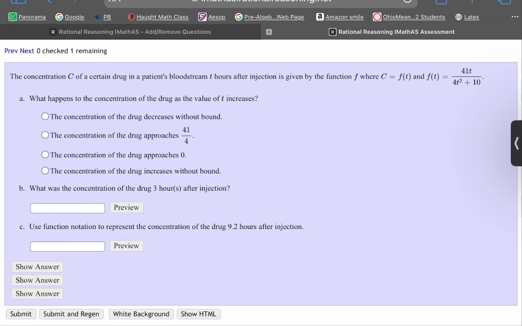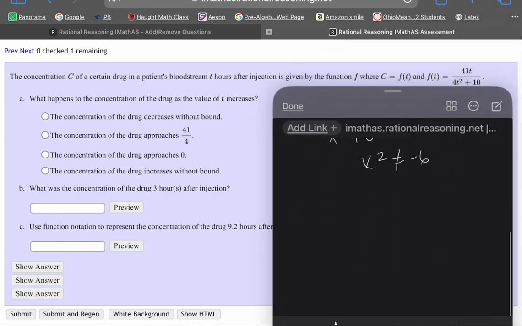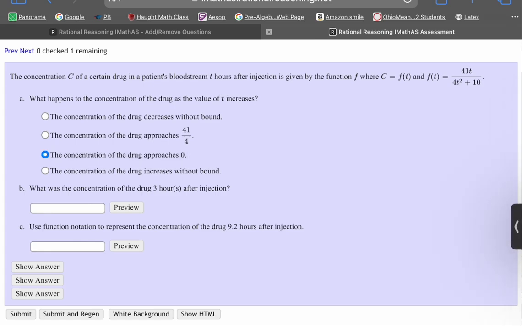It says that the amount of drug in a patient's bloodstream over t hours is given by the function f of t. What happens to the concentration as t increases? So the thing you want to look at, if we look at 41t over 4t squared plus 10, over time, because our lead term is in the denominator, it is going to head to 0, okay? What is the concentration after 3 hours?